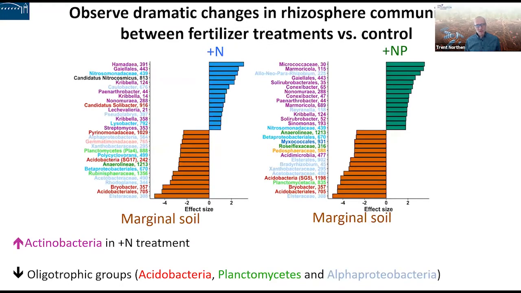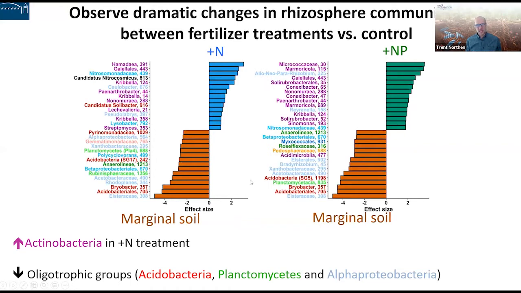And we can also, in addition to looking at the changes in the abundance of the metabolites under these different nutrient amendments, do the same for the microbes. And so when you add nitrogen or nitrogen and phosphorus, you see an increase in the actinobacteria and loss of some of the oligotrophic groups like acidobacteria, Planctomyces, alpha proteobacteria.